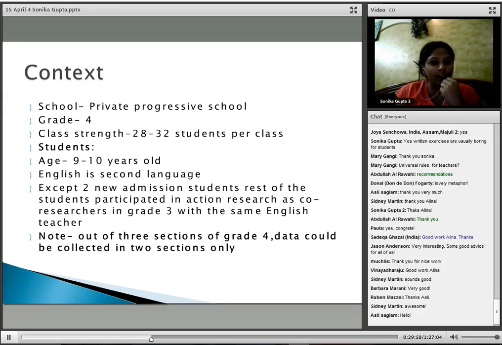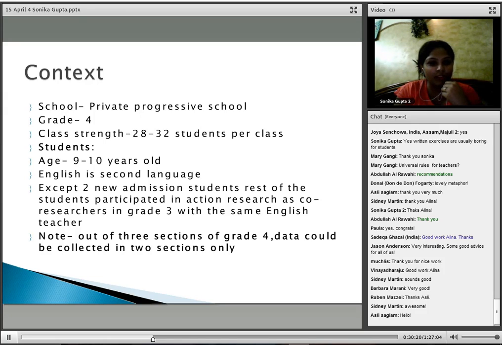And I am Sonika from India. I teach in a private progressive school. We believe in a child-centered curriculum where we design things for children and with their children. I teach grade 4. Strength is 28 to 32 students per class. My students are 9 to 10 years old. English is a second language for them.